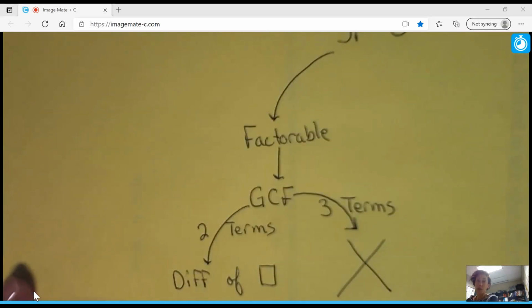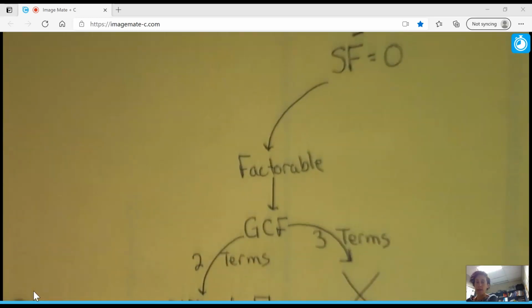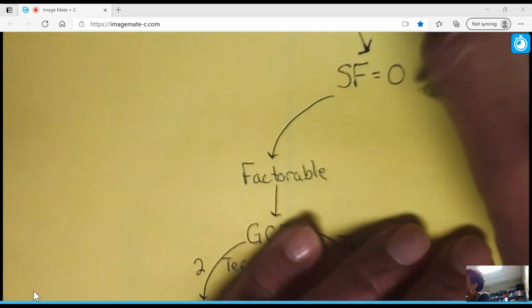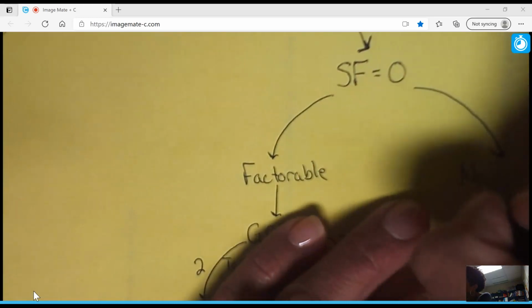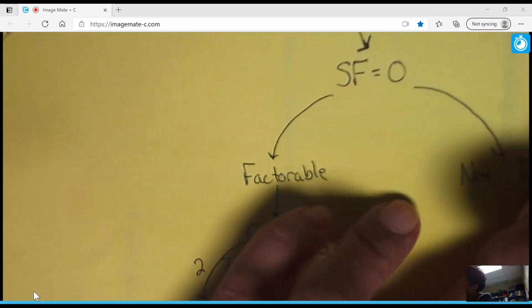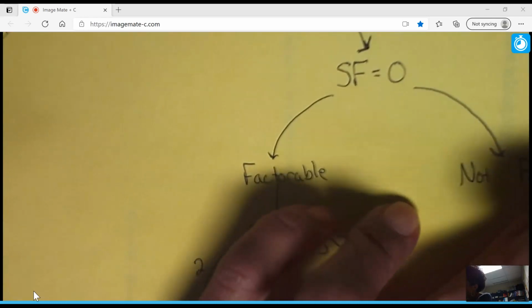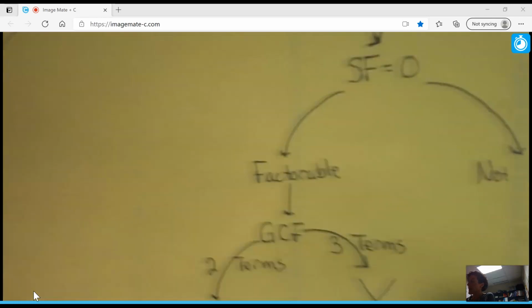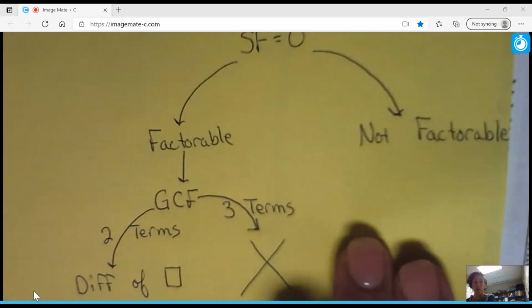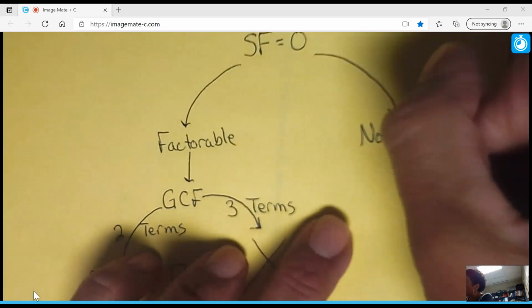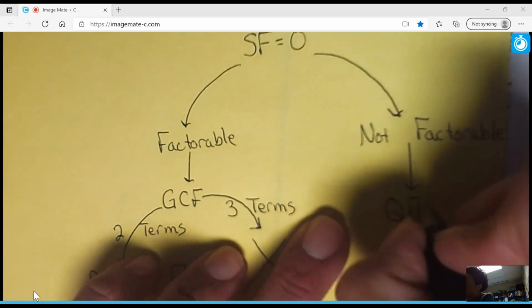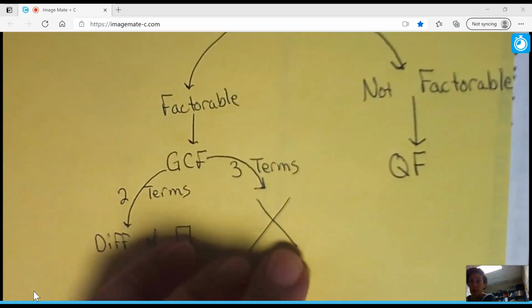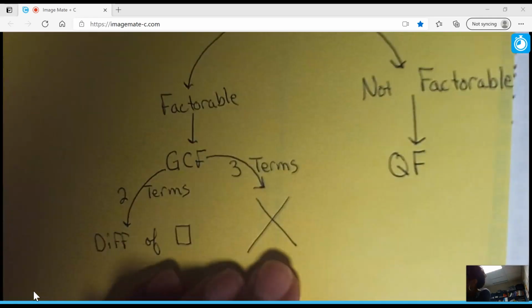Now, not everything, as you've seen, has been factorable when it was in standard form equaling 0. So your other option is if it's not factorable, then what we're going to use is the quadratic formula. And so it's still pretty new for us. So we're going to write down what it is.